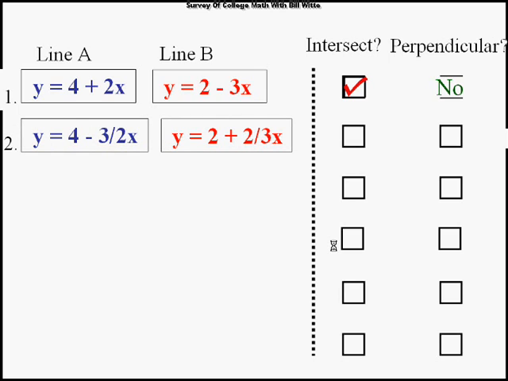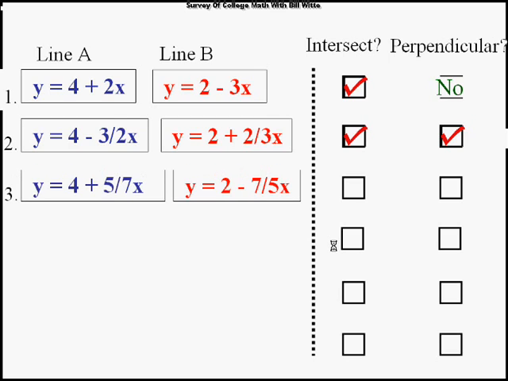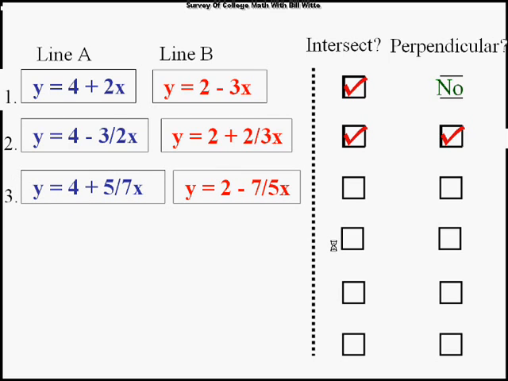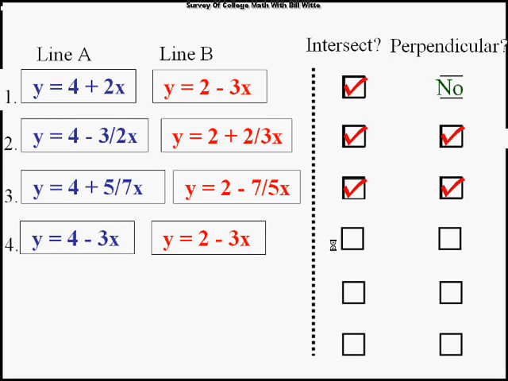Let's look at this one. Do they intersect? Are their slopes different? Yes. Are they perpendicular? Are they the negative reciprocals of each other? There you go. You can see minus 3 over 2 and positive 2 over 3. So they are perpendicular. There's another couple. They are intersecting because the slopes are different. And in this case, once again, they are perpendicular. One is the negative reciprocal of the other, 5/7 and negative 7/5.